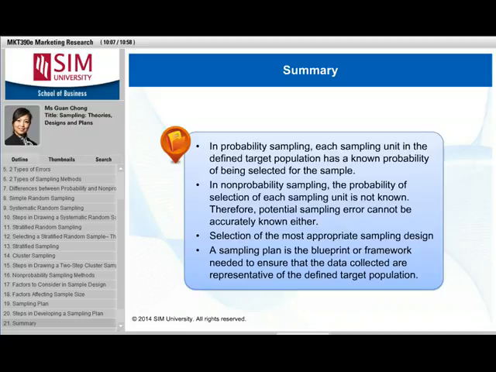To summarize, in probability sampling, each sampling unit in the defined target population has a non-probability of being selected for the sample. In non-probability sampling, the probability of selection of each sampling unit is not known. Therefore, potential sampling error cannot be accurately known either. A sampling plan is the blueprint or framework needed to ensure that the data collected are representative of the defined target population.